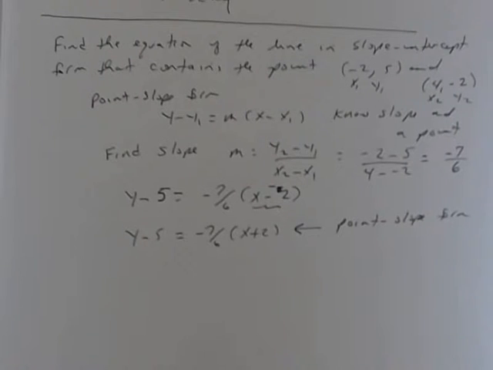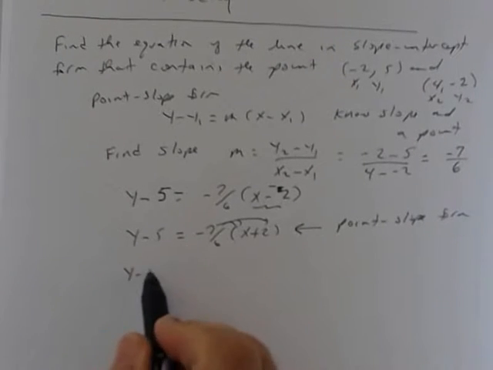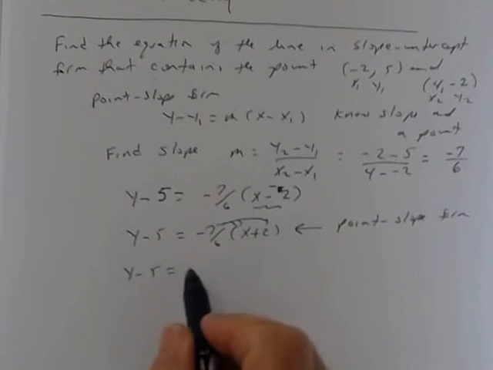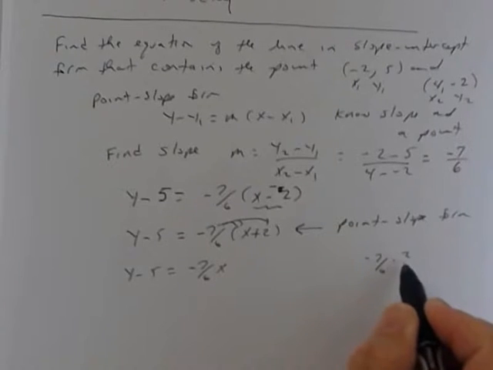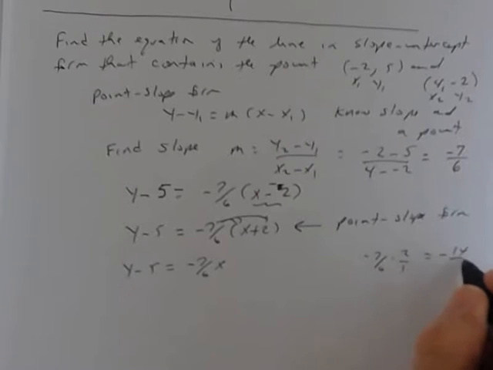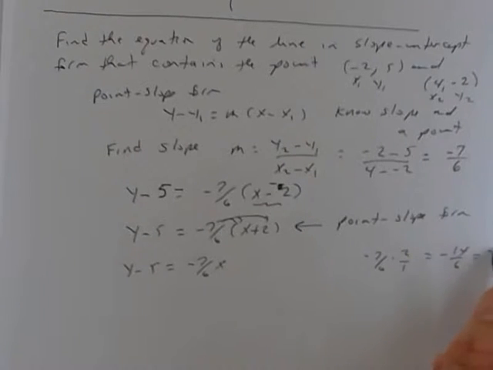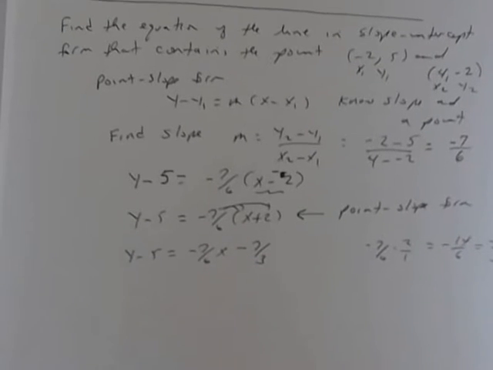Now the directions ask you to write this in slope-intercept form. So what letter must I get by itself? Y. So go ahead and distribute. I get y minus 5 equals -7/6 times x, -7/6x, and -7/6 times +2, which is -14 over 6, but you could have reduced first. If you didn't reduce at the beginning, you have to reduce now. So that's -7 over 3. That's what I have at this point.